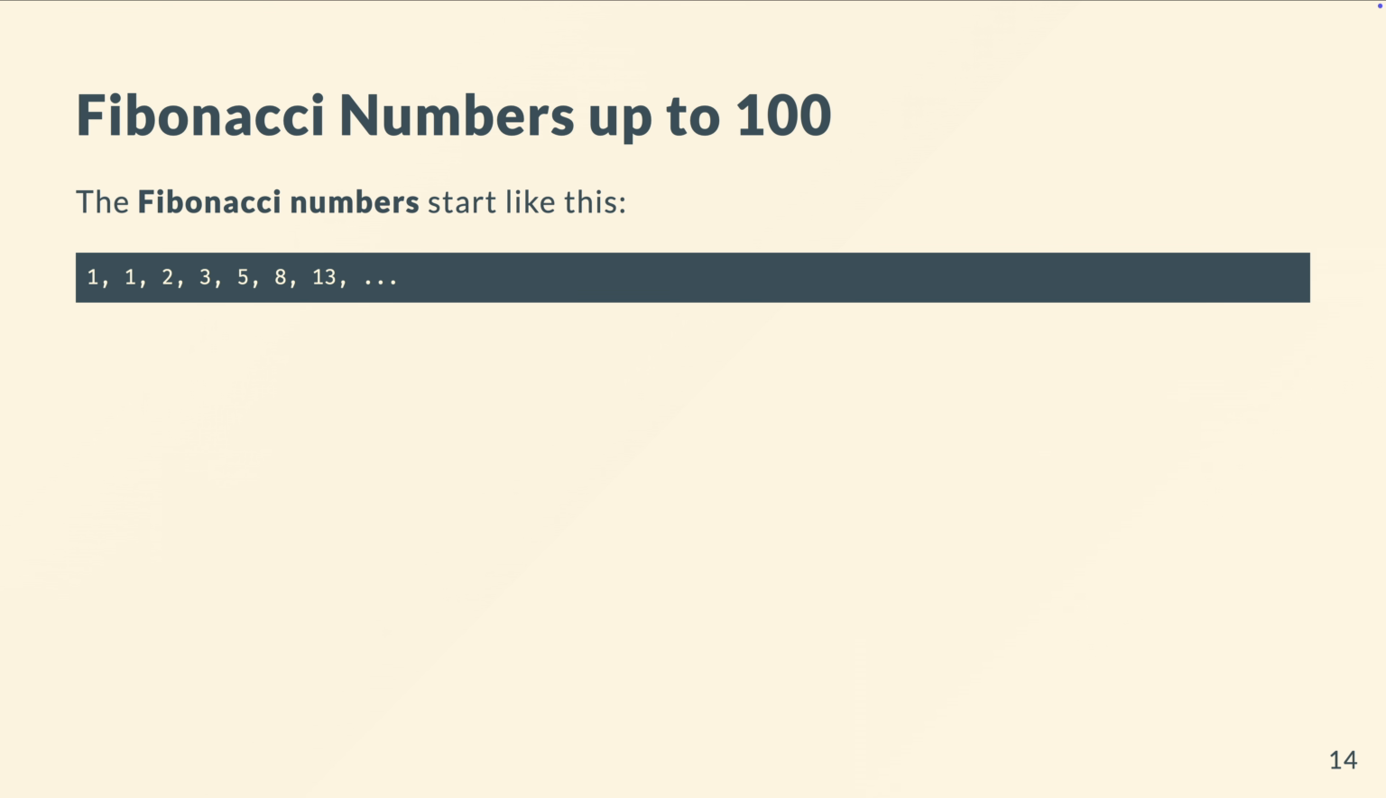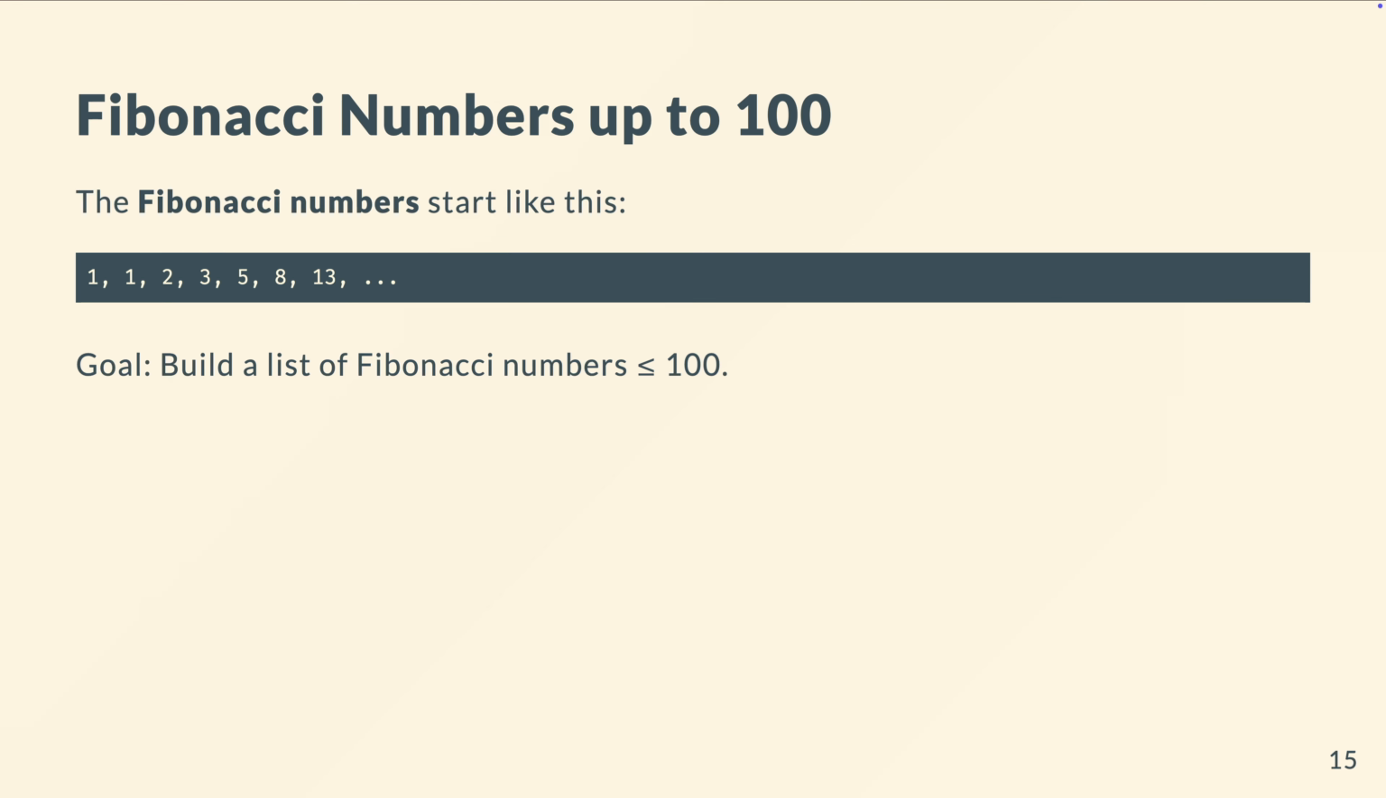The next topic is finding Fibonacci numbers. Fibonacci numbers are a sequence that starts with 1, 1, 2, 3, 5, 8, 13, and so on. Each number is the sum of the two numbers right before it. For example, 13 is the sum of 5 and 8.